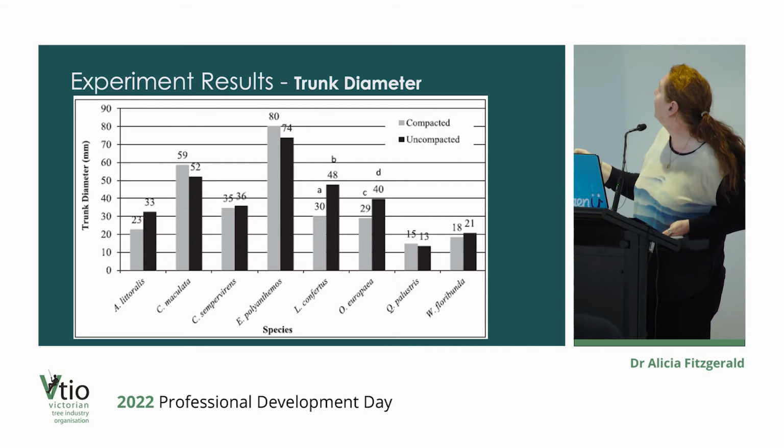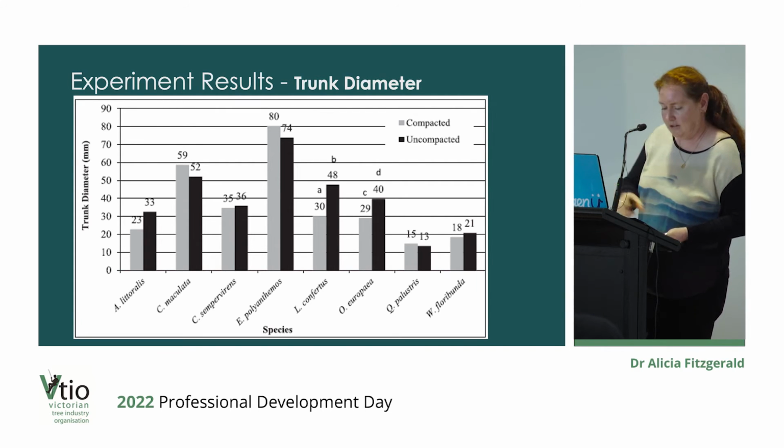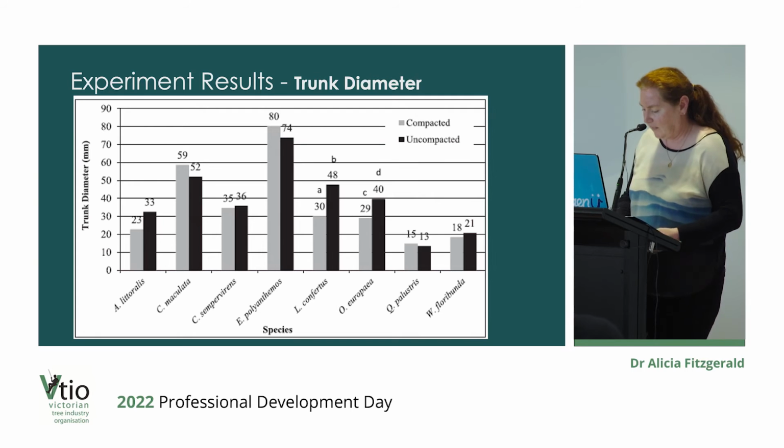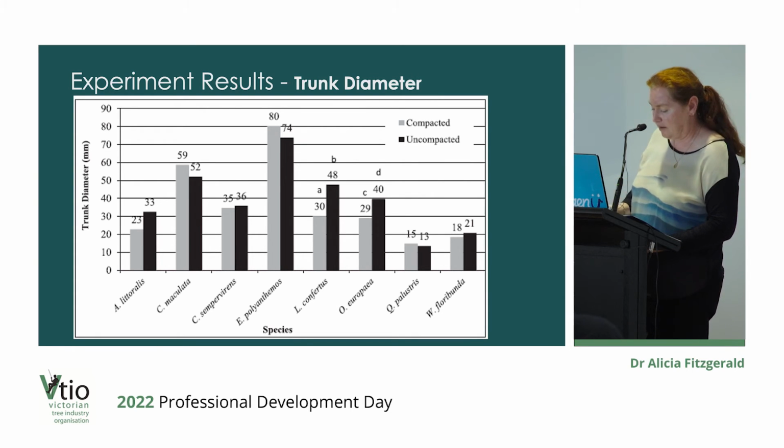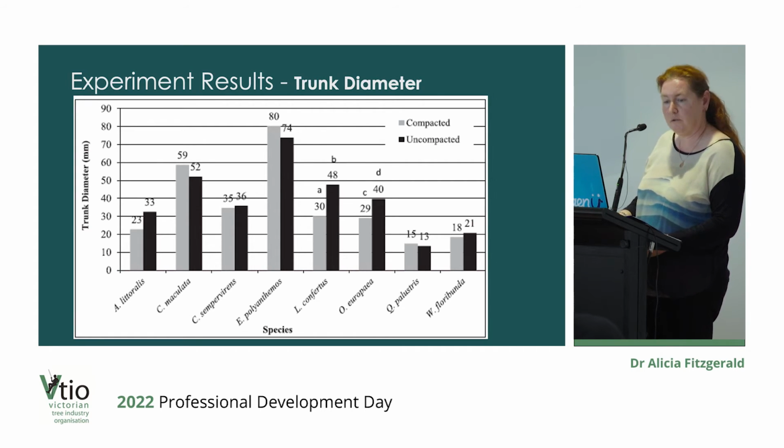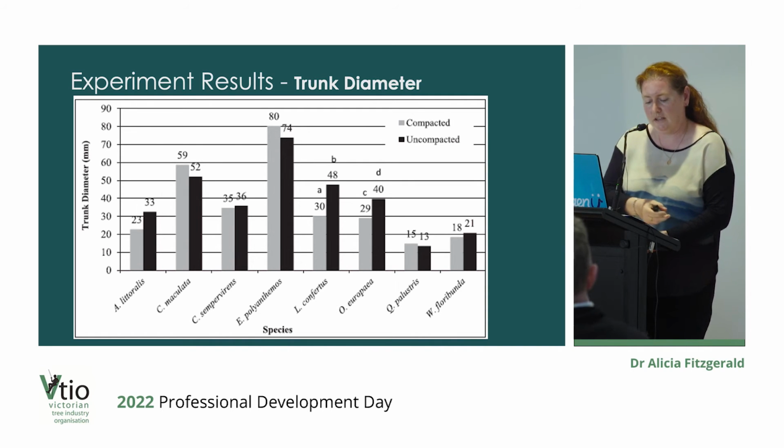Oh, sorry, I'm on the wrong one. So for this one, the trunk diameter, the Lophostemon, shown by the A and the B, and the olive, shown by the C and the D, had significantly larger trunk diameters in uncompacted soil. And the eucalypt had the largest trunk diameter, followed by the Corymbia, but they weren't significantly different.